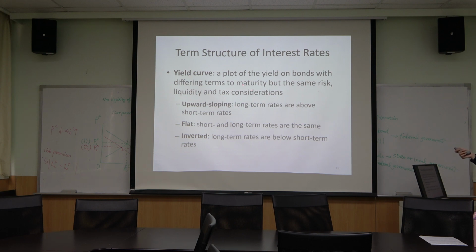Keep this in mind. The yield curve is a plot of the yield on bonds with different terms to maturity, but the same risk, liquidity, and tax considerations. It is upward sloping, flat, or inverted. Upward sloping means that long-term interest rates are above short-term interest rates. Flat, short-term and long-term interest rates are the same. Inverted, long-term interest rates are below short-term interest rates.